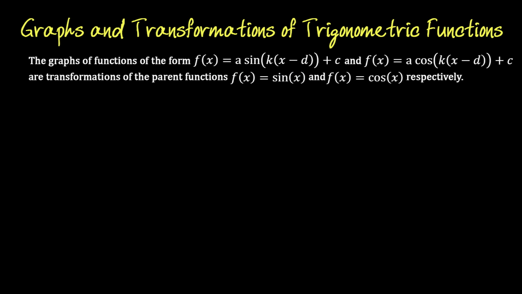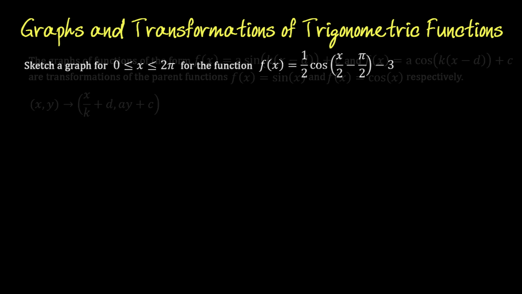The graphs of functions of the form f of x equals a sine of k times, x minus d, plus c and f of x equals a cosine of k times, x minus d, plus c, are transformations of the parent function f of x equals sine of x and f of x equals cosine of x, respectively. Each point x, y of the parent function transforms into the point x divided by k, plus d, a y plus c.